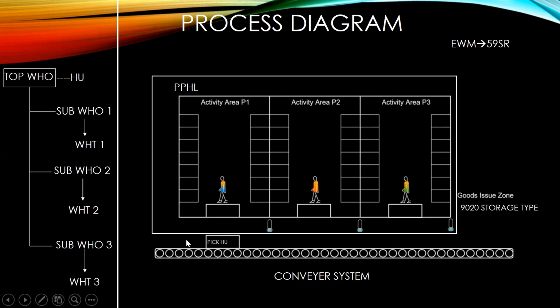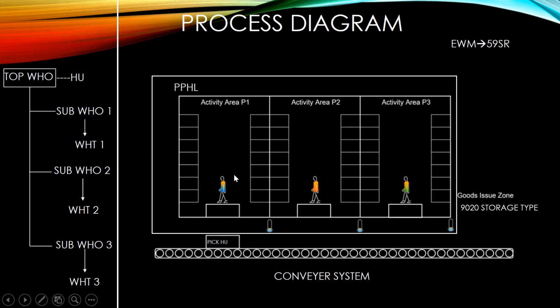There is a pick HU, which is, let's say, a container or a carton coming on the conveyor belt. It stops at area 1. What picker 1 is going to do is scan this container. It has a barcode, so he can scan it with the RF gun. Picker 1 is going to get his warehouse order. The warehouse order contains the product which he has to pick and from which bin he has to pick. So picker 1 is going to move to the respective bin, pick the product, and place it in this container.